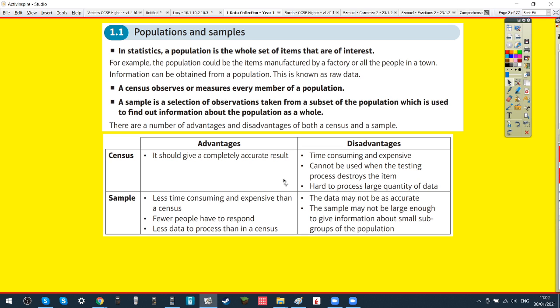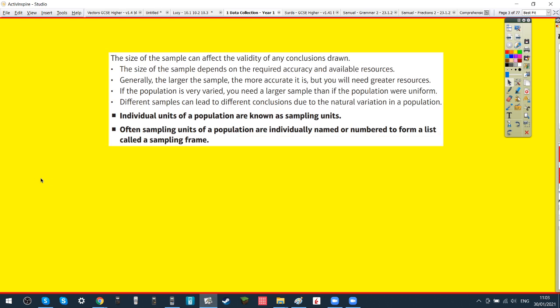If you take a sample, the advantages and disadvantages are the opposite of each other. So instead of being long and expensive, it's quick and cheap. On the other hand, the disadvantage is it's not completely accurate. It may not be as accurate as the other one. So they're the advantages of one and disadvantages of the other.